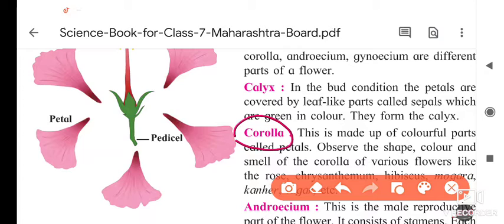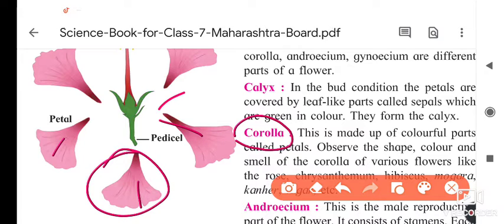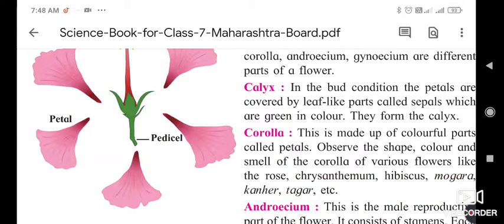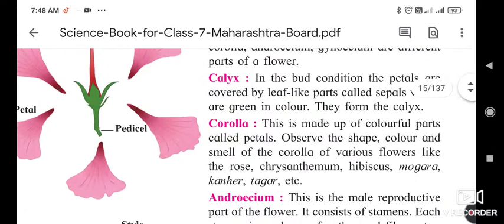This is made up of a colorful part, called petals. These are petals, the petals of hibiscus. Mainly, it gives color and smell for various flowers like rose, hibiscus, mogra, kaneer, tagar, etc.